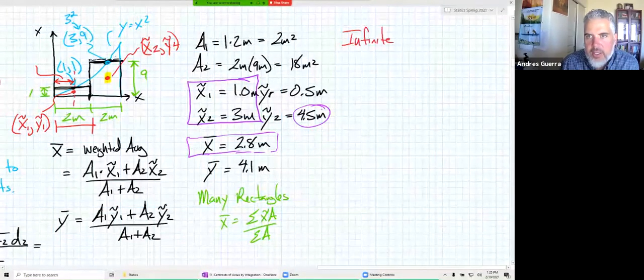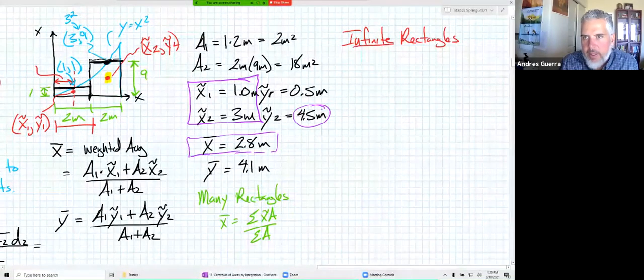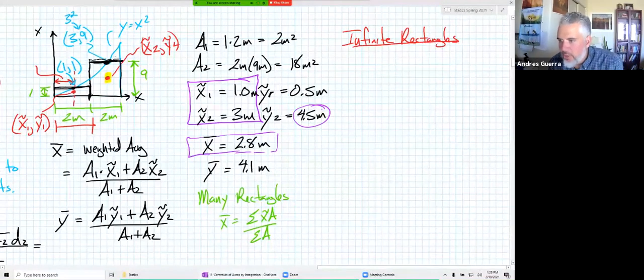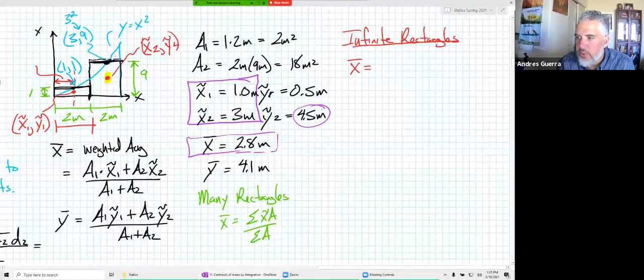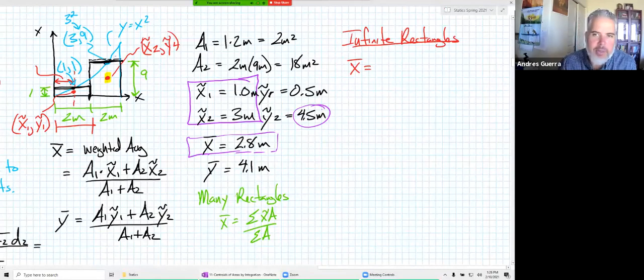What concept are we introducing now? We're introducing infinite rectangles. Wouldn't that be x bar using what mathematical operator are we going to use now? The integral, right? We're going to do the integral.